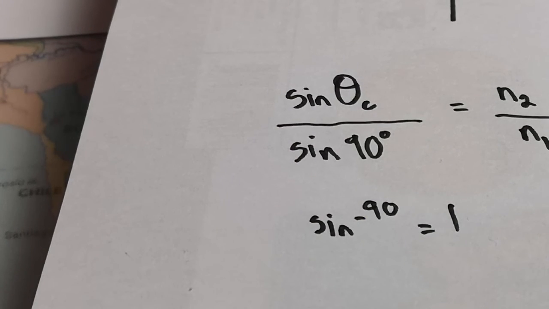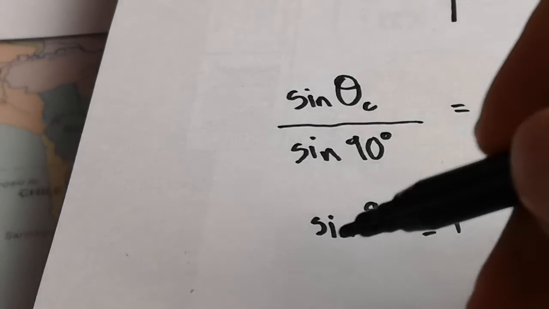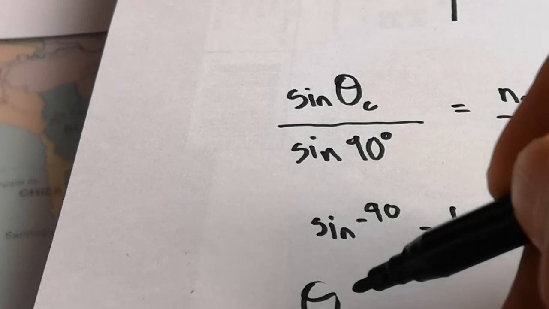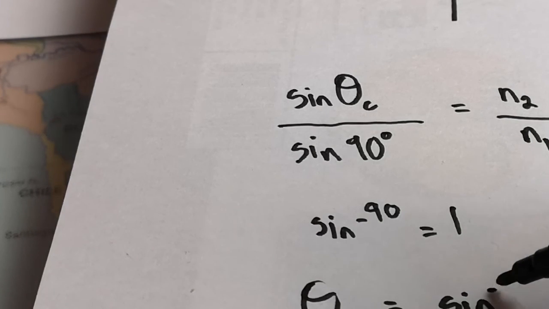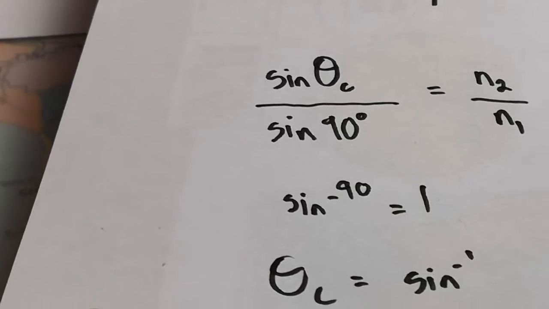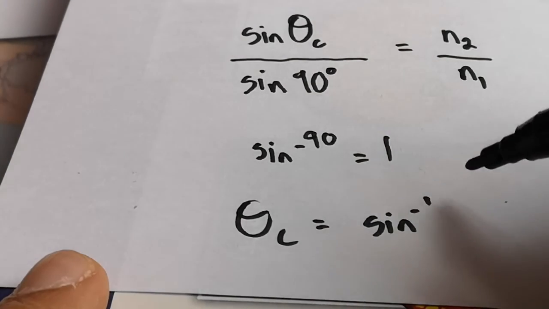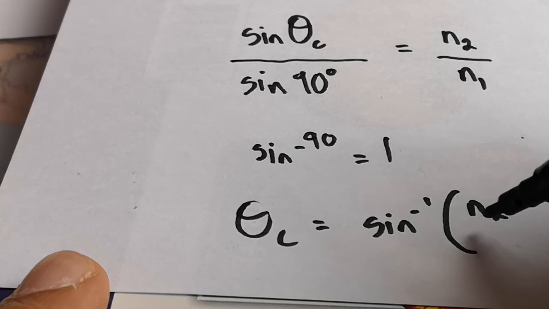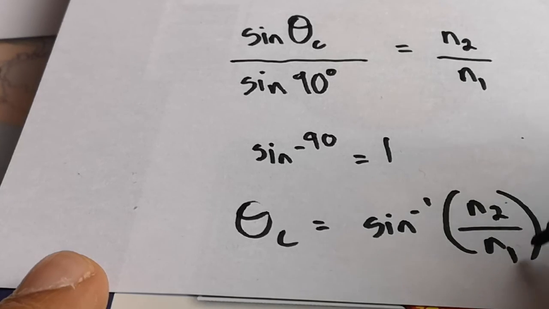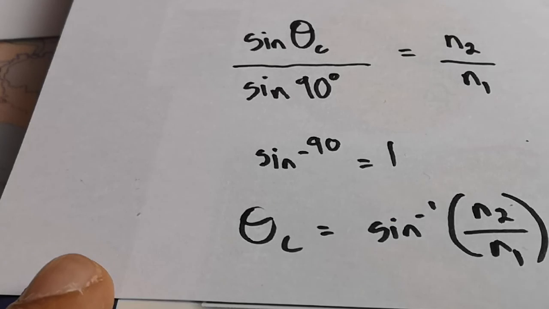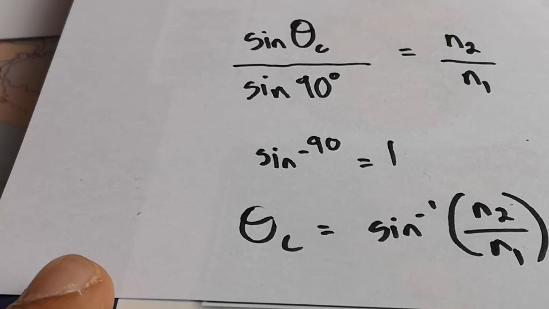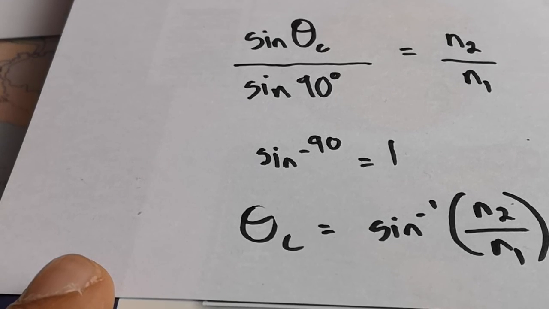So what we can now do is rearrange our equation, and what it gives us is theta c equals sine to the minus 1 of n2 over n1. And this will allow you to calculate the angle of a material that the incident ray should be arriving at to allow you to achieve total internal reflection.